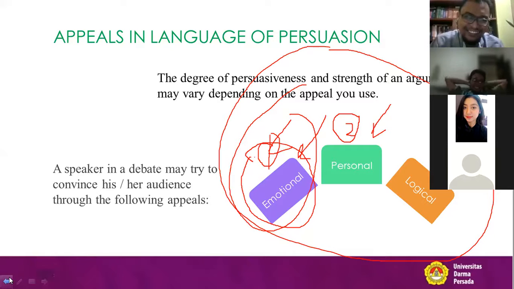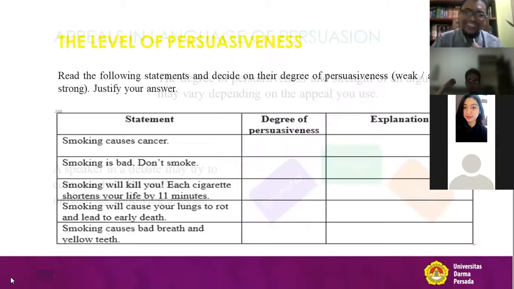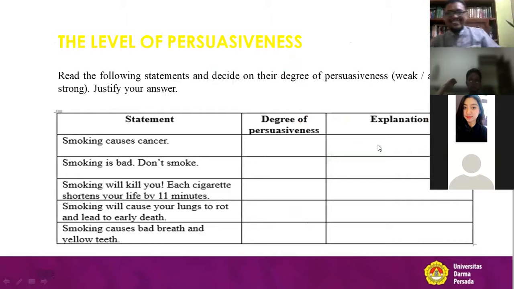Okay, so let's try to apply all these emotional, personal, and logical kinds of appeals to some samples of these statements. We go back to here, right? So these are some samples of the statements. Let me put numbers over here. This is number 1. This is number 2. This is number 3. This is number 4. And this is number 5.